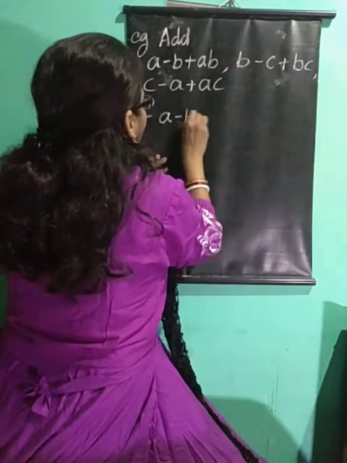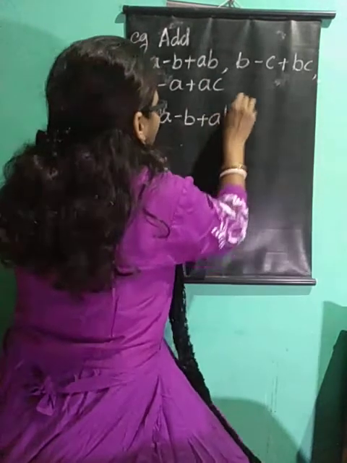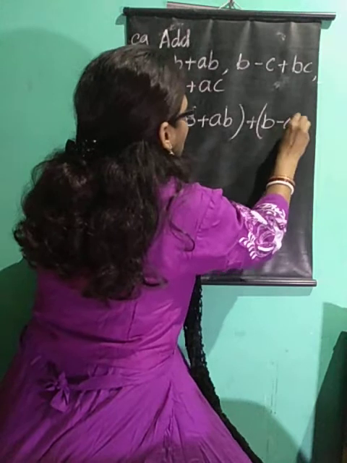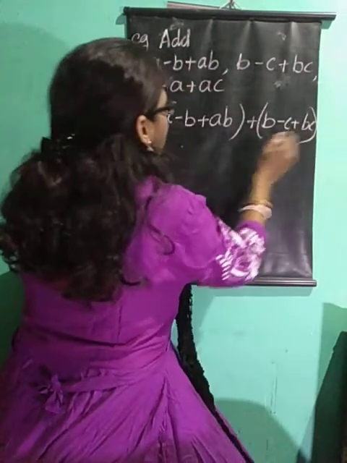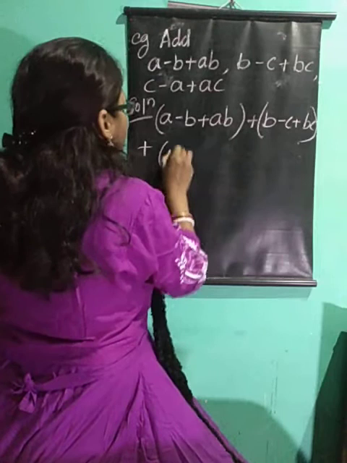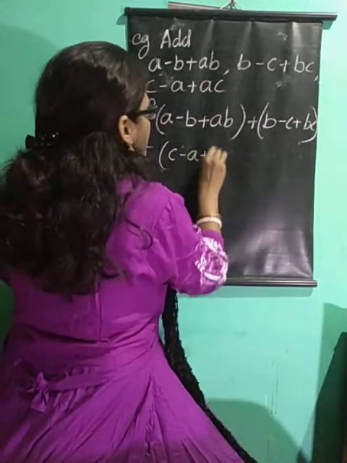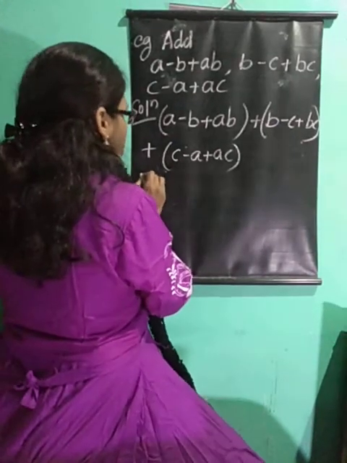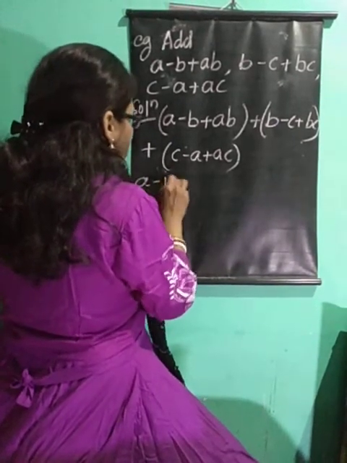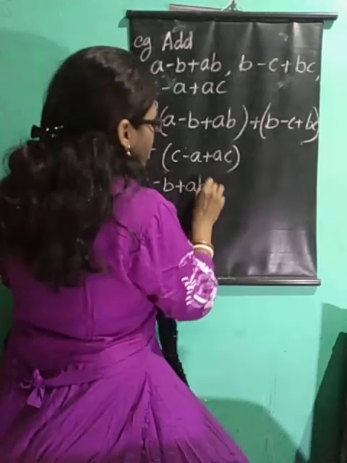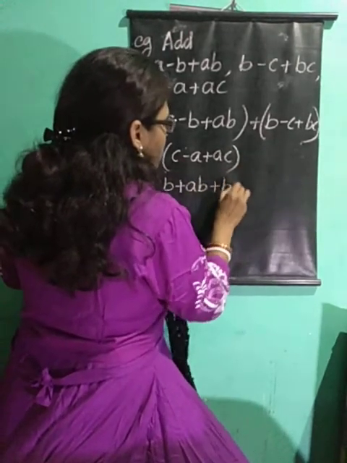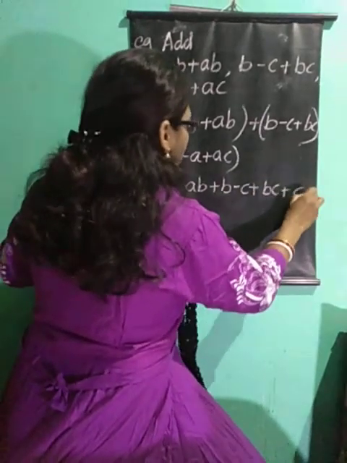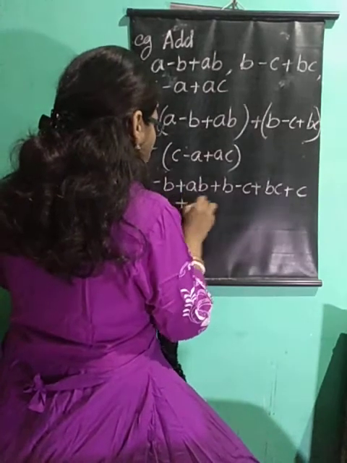So your first expression is a minus b plus ab, plus the second expression b minus c plus bc, plus the third expression c minus a plus ac. Now all are plus, so nothing has to be done. You just open the bracket by simply putting it: a minus b plus ab plus b minus c plus bc plus c minus a plus ac.